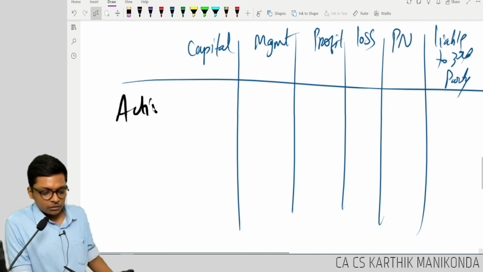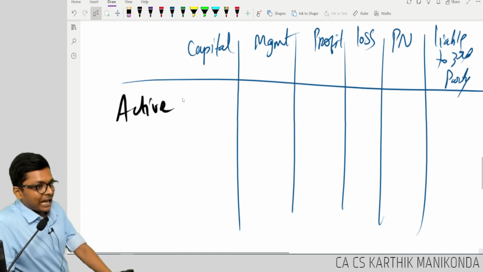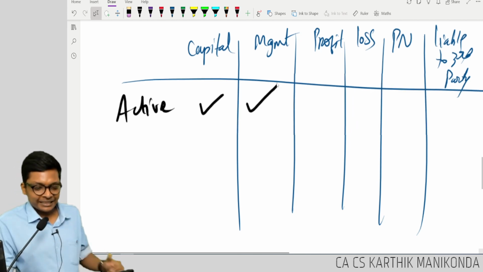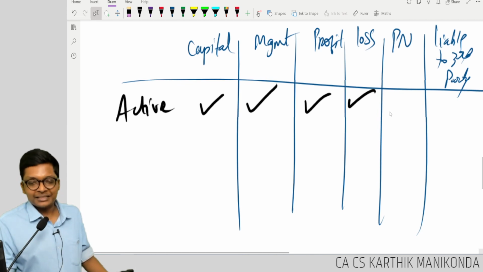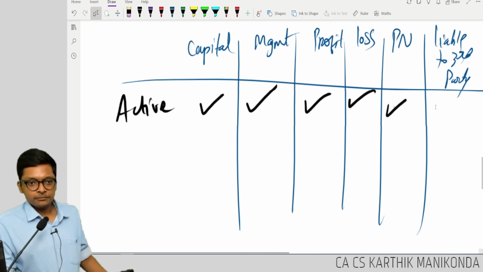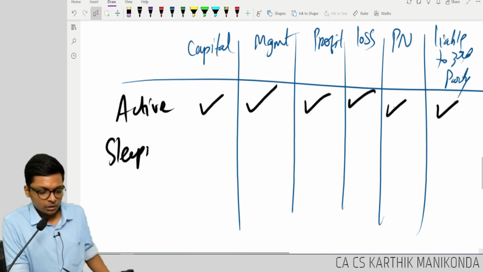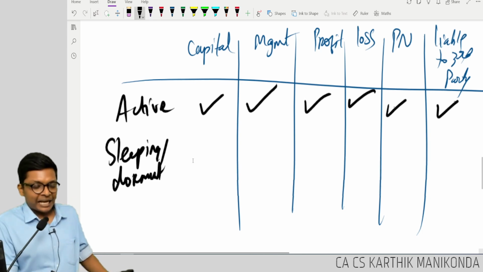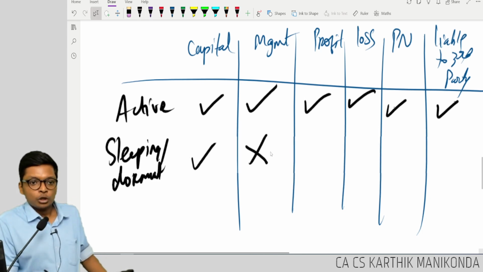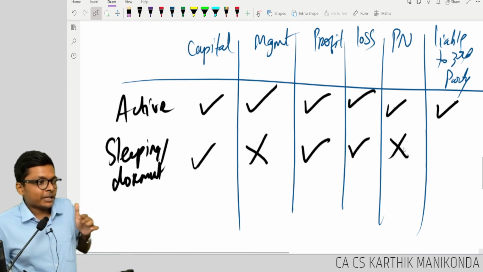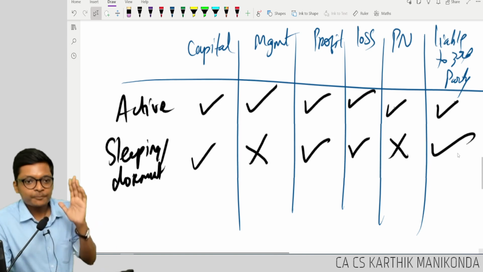First we have the active partner. Does he participate in capital? Yes. Management? Yes. Profit? Yes. Loss? Yes. Public notice when he leaves. Liable to third parties? Yes. Next we have the sleeping partner, also known as dormant partner. Capital, yes. Management, no. Profit, yes. Loss, no. Public notice, no, because nobody knows he's a partner. Why should I give public notice? Liable to third parties, yes.